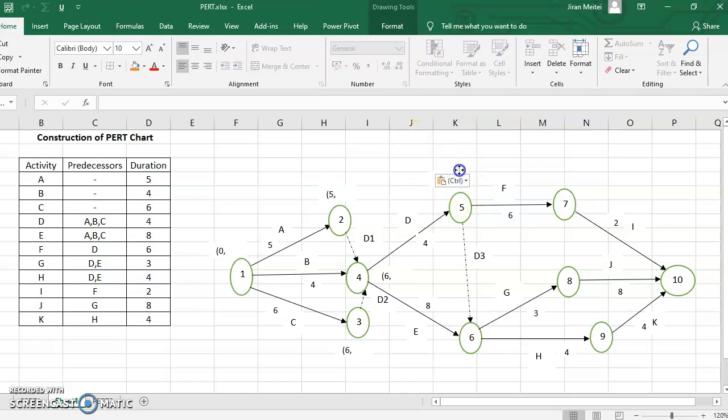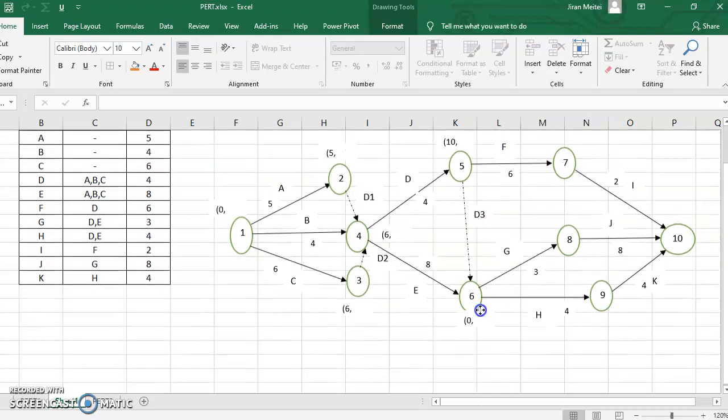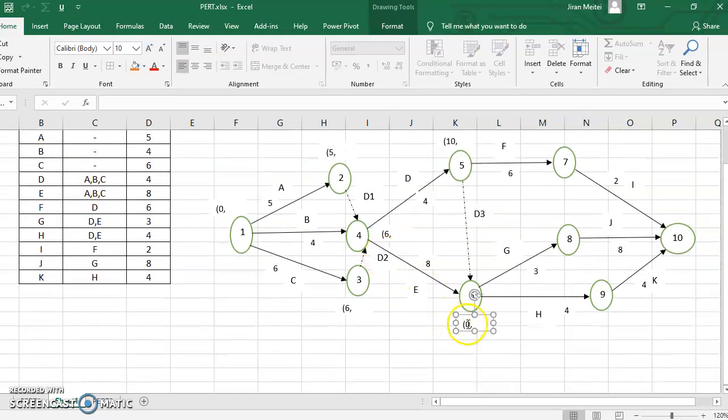And for this, what I'll do is I'll take 6 plus 4, which is 10. And then for this one, again two arrows are merging. The maximum has to be taken from these two directions. You follow this direction, it is 6 plus 8, which is 14. You follow this direction, it is 10 plus 0, a dummy with 0 time, 10 plus 0. So this direction has a lesser value, and the maximum is 14. And continue like this.